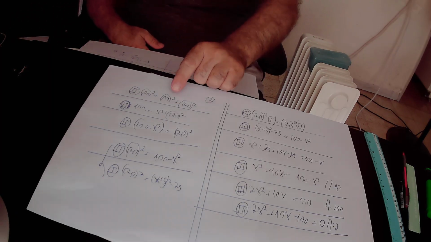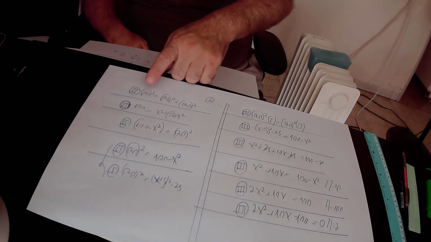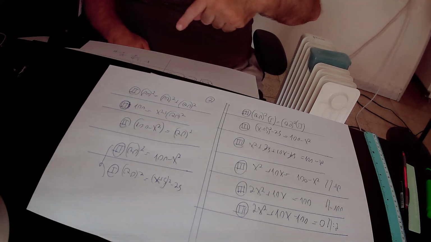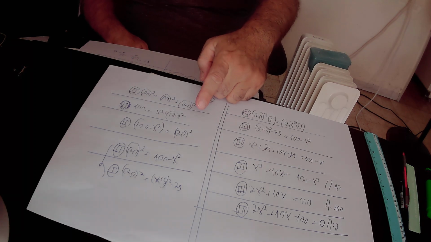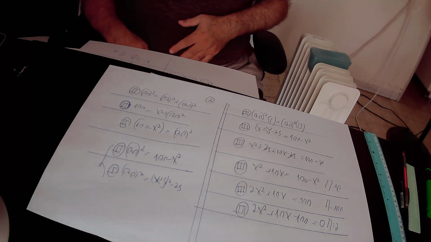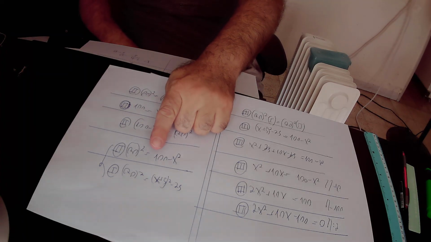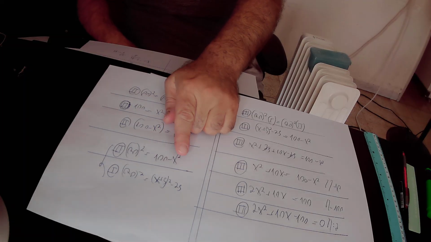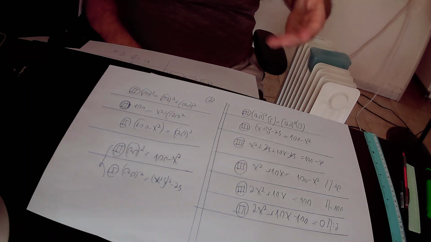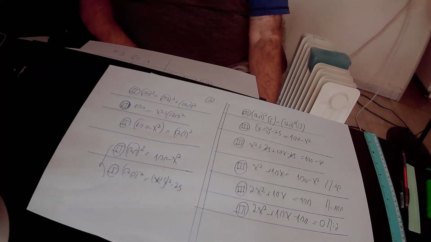Here we subtracted x squared from equation 2, and we found out that 100 minus x squared equals QO squared, or QO squared equals 100 minus x squared. This is according to equation 2, and according to equation 1, we already found out that QO squared equals x plus 5 squared minus 25. So we have two different equations for QO squared.